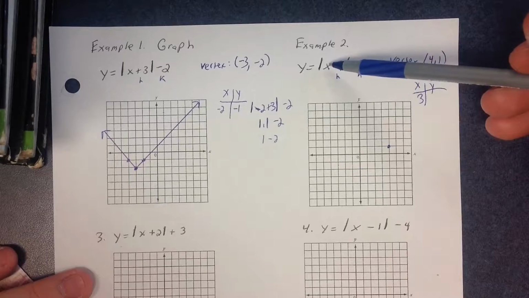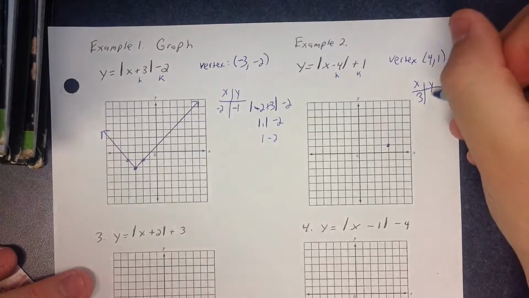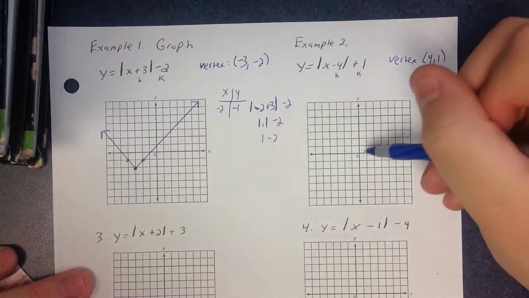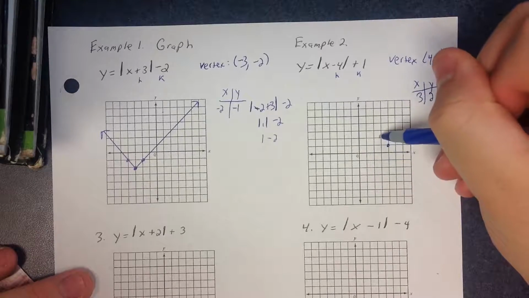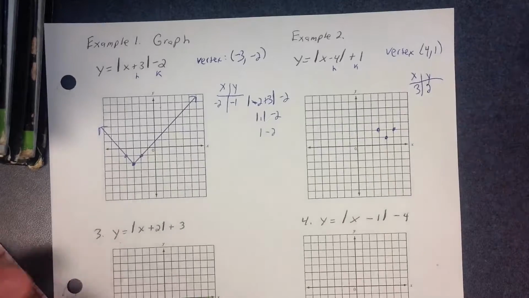So if I put in 3, I get 3 minus 4, which is negative 1. The absolute value of negative 1 is positive 1. Plus 1 is 2. So I have the point 3, 2. And again, it would be reflected on the other side of the vertex.